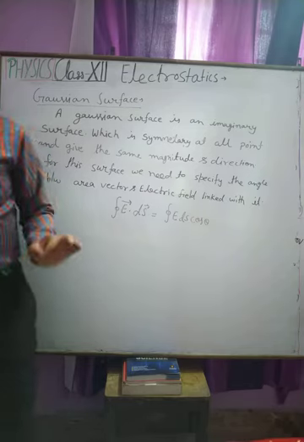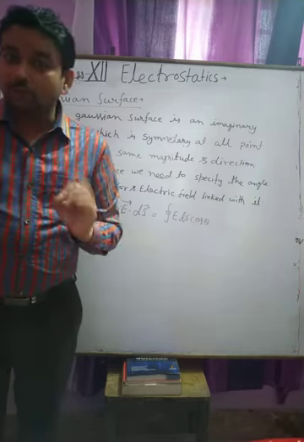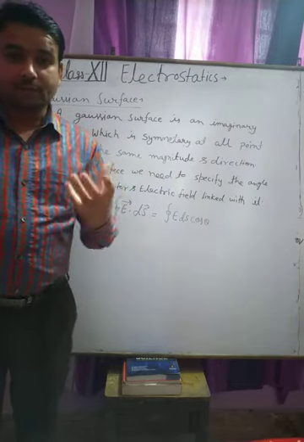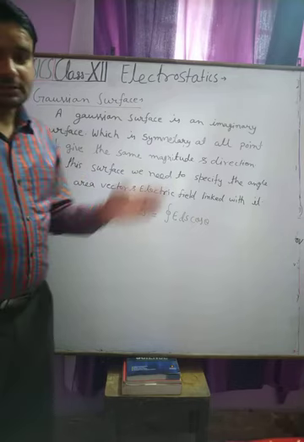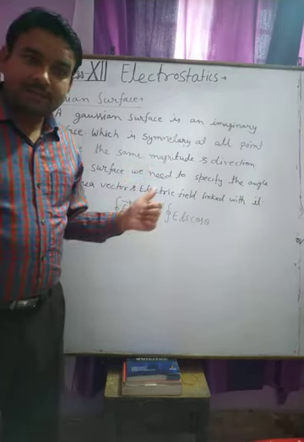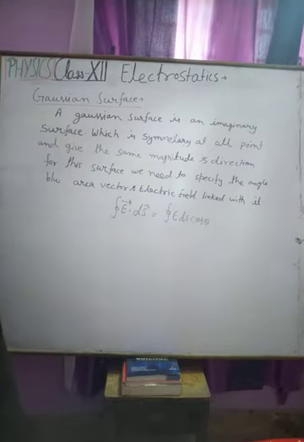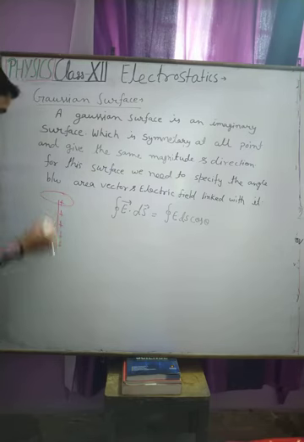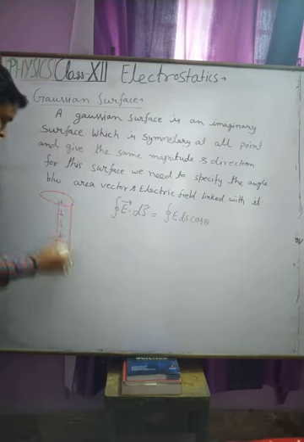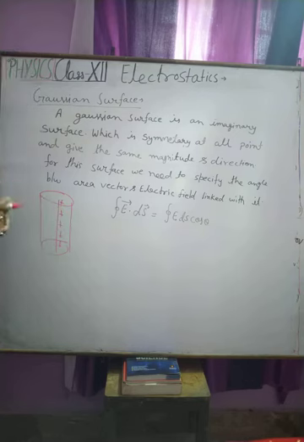And this Gaussian surface, student, can be assumed for any kind of charge distribution which you find in the just previous point, that is kind of charge distribution. Line charge, we can assume this Gaussian surface. Suppose we have a line charge distribution and charge is distributed like this, so we can assume a cylindrical surface for this line charge, and just I will explain you which kind of surface is called a Gaussian surface by this diagram.